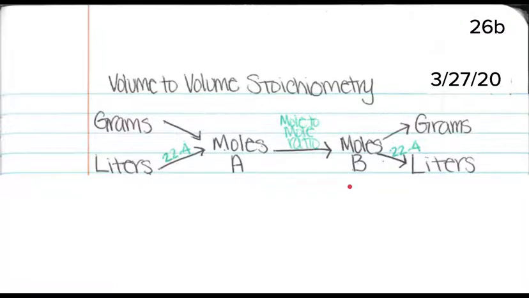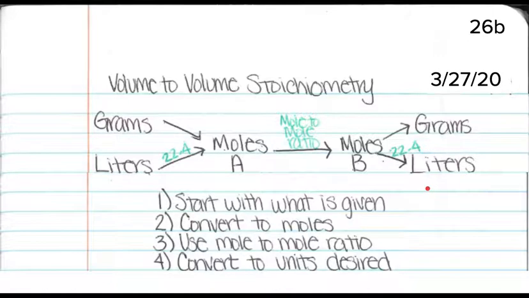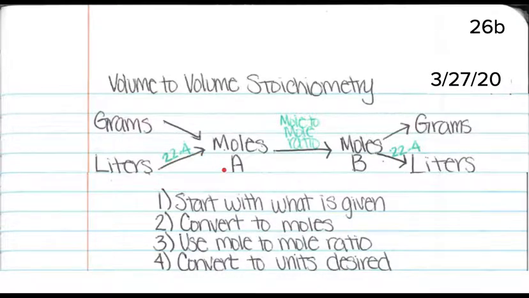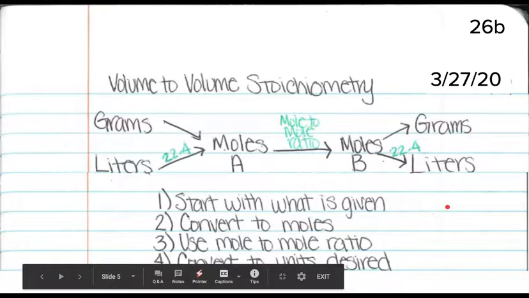So the next thing I want you to write down are the steps that you're going to take when you are completing these problems. You're going to first start with what's given. That's always what we do in that very first step. We're going to second convert to moles. You will use this number to do that. Then you're going to use your mole-to-mole ratio to get to your second substance. And then the very last thing you're going to do, fourth step, is convert to the units desired, which all of the questions today are going to leave us with liters at the end, okay?